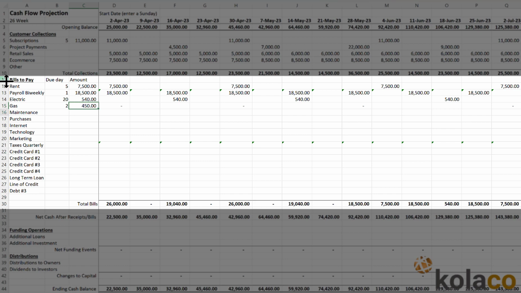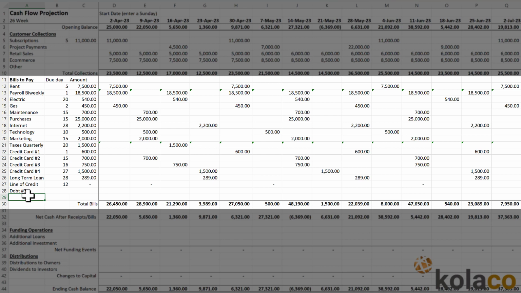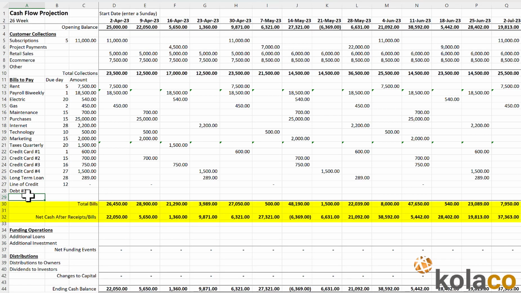To save time, let me add in the rest of the expenses and due dates. Make sure you include your inventory purchases and all debt and credit card payments. Line 30 shows the total expenses, and line 32 shows you how much cash you can expect to have left at the end of each week after your collections and the payment of your expenses.